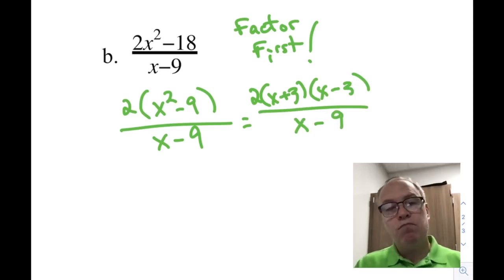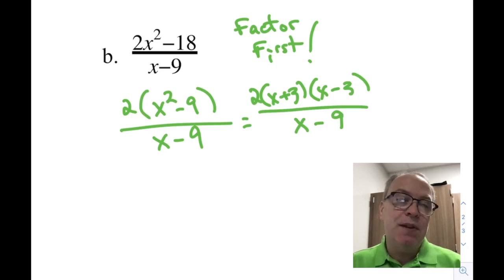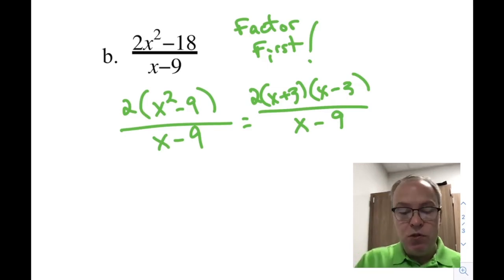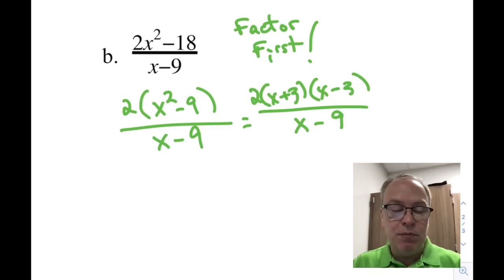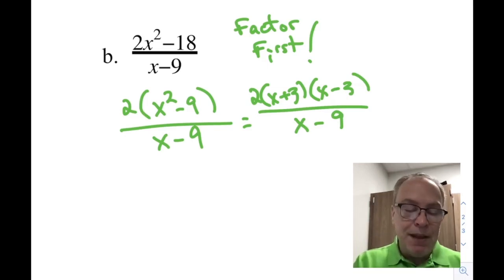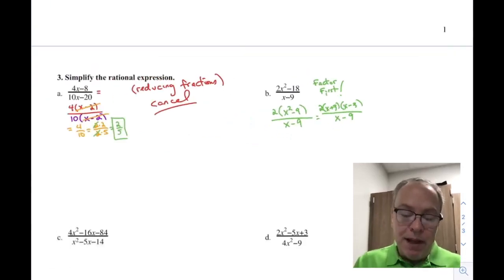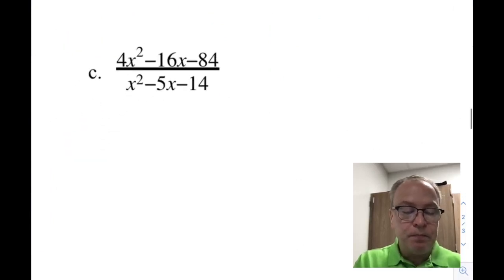Okay. Now, is there anything on the top that matches the bottom? Anything at all? No, there's not. So this was fully simplified, actually. There was nothing we could do. Now, it is nice to have this in factored form, to have that 2 pulled out. But there's actually nothing else that can be done there. Let's move on to another one.